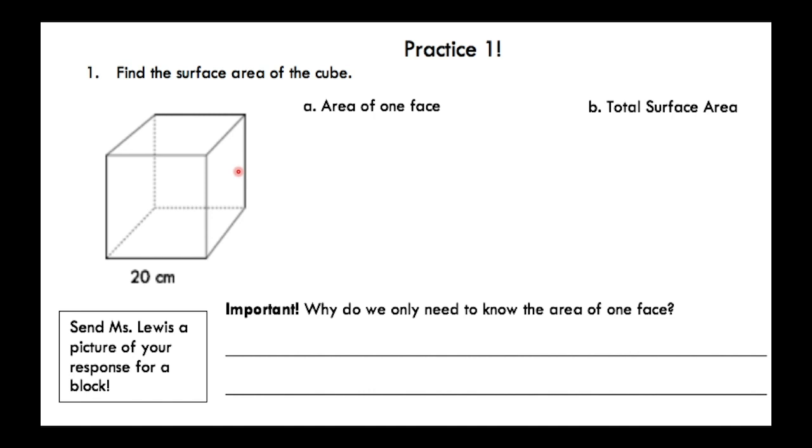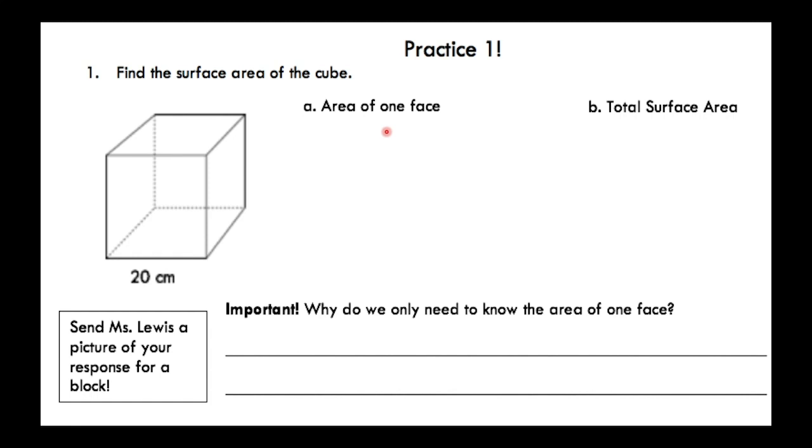So what makes this a little bit different is when I have a cube, that means all my sides are squares. And if all my sides are squares with the same side lengths, that means all the sides in my cube are going to be congruent to each other. So this time I only need to find the area of one face.